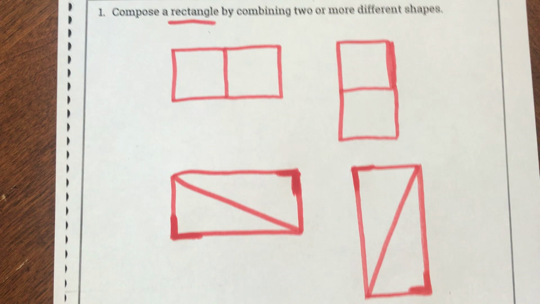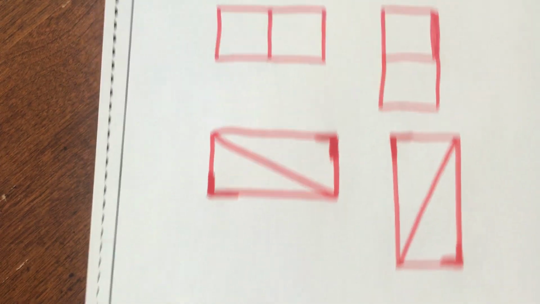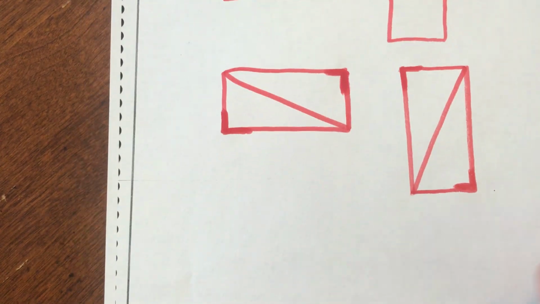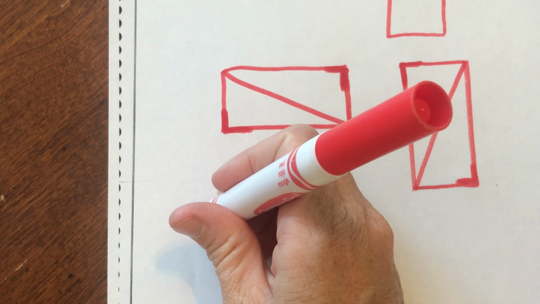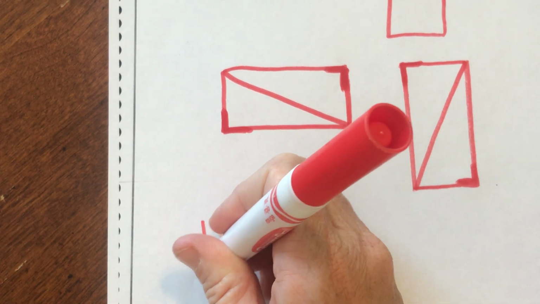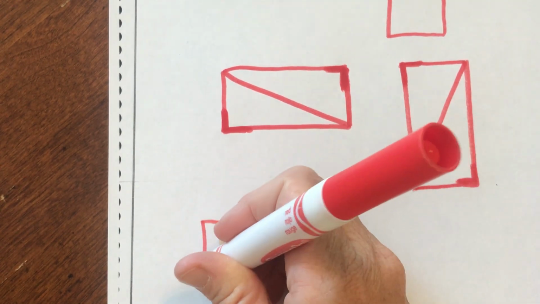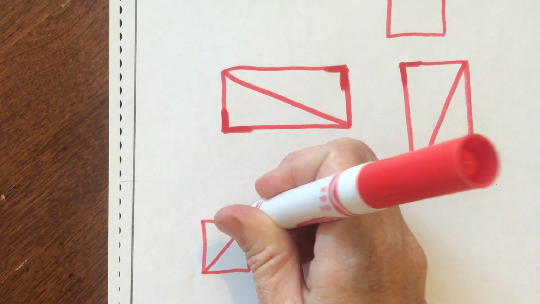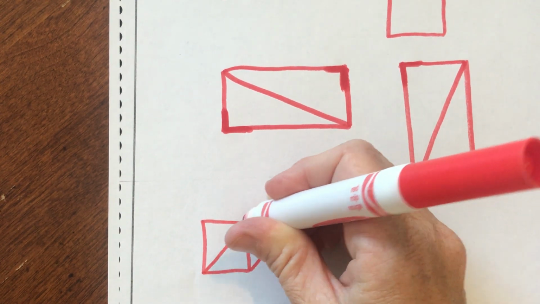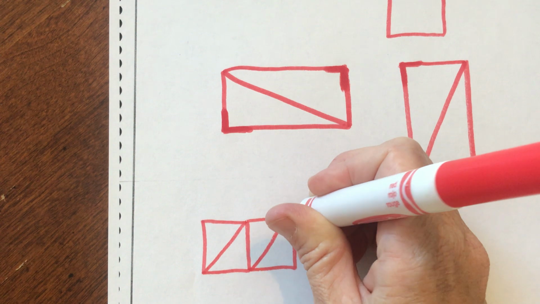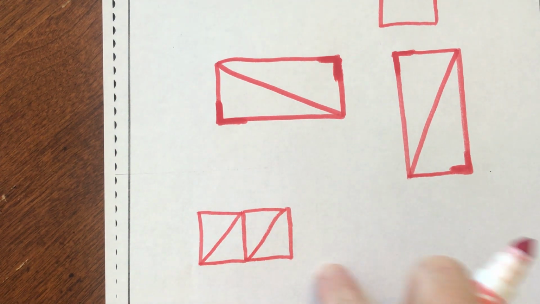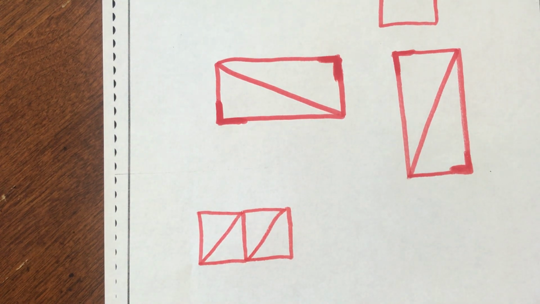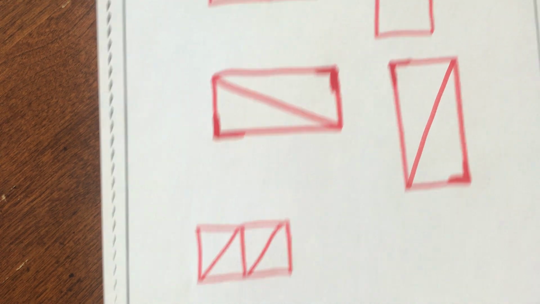That would work. It says two or more, so I could have even done little triangles like this, maybe four of them, and that would make a rectangle. So there's lots of different ways I could have done that. Okay, let's look at my next one.